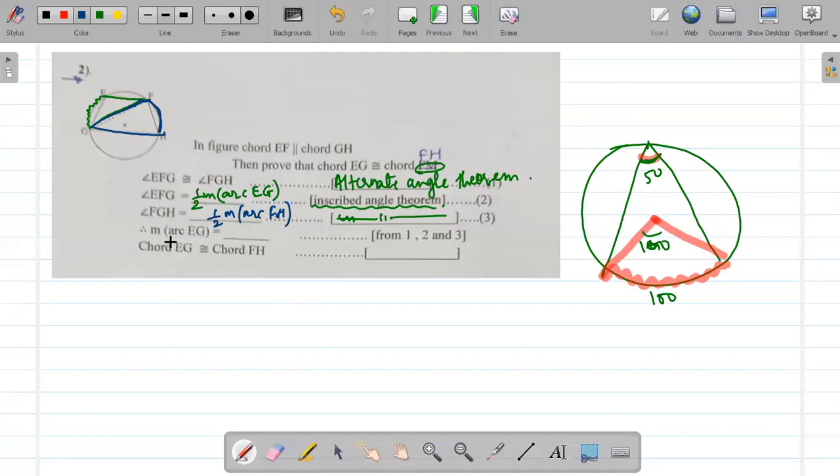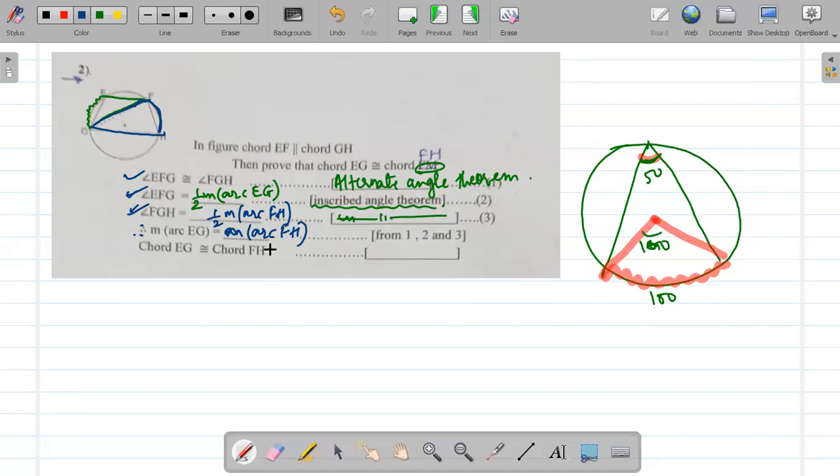All right. And then we know that these two angles are equal, they are congruent. Therefore, of course, the right hand sides will also be equal. If the left hand sides are equal, then the right hand sides are also equal. And then we can cross out the half and half. So therefore, we get arc EG will be equal to measure arc FH from 1, 2, and 3. Since the arcs are equal, we can say that the chords are also equal.